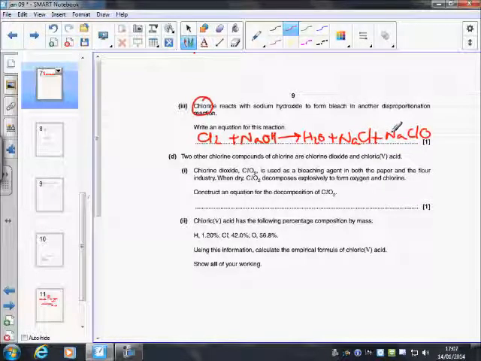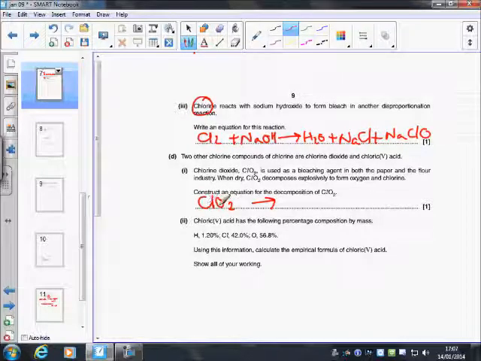So, part D. 2 of the chlorine compounds, chlorine dioxide and chloric acid. Chlorine dioxide is used as a bleaching agent in both the paper and the flour industry. When dry, chlorine dioxide decomposes explosively to form oxygen and chlorine. Construct an equation for the decomposition of ClO2. So decomposition means breakdown. So breakdown of this ClO2.